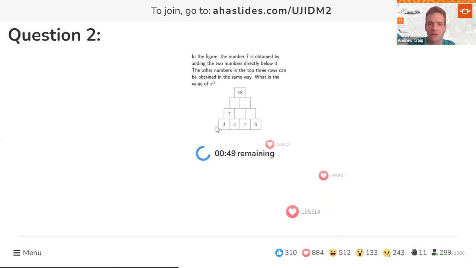And you're told that the 7 is obtained by adding the 2 numbers directly below it, and the rest of the numbers are obtained in the same way. And it's asking you to solve for the X in the bottom row.